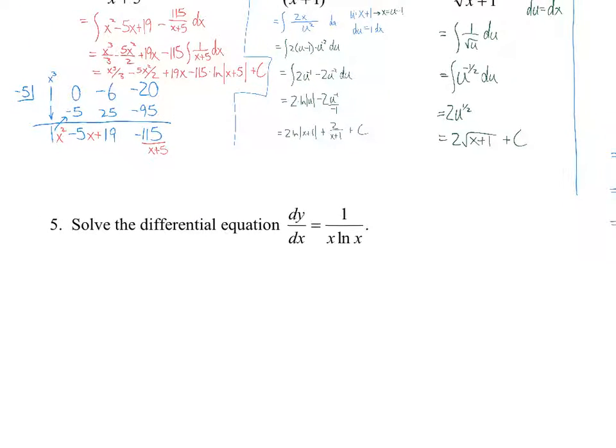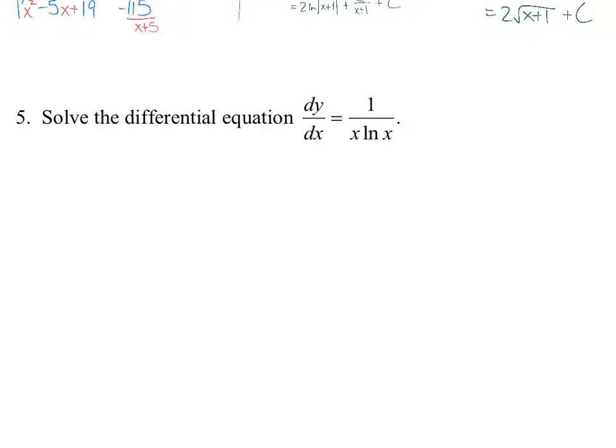Alright, last example here. Solve the differential equation. Okay? Now, I want you to think with me here, okay? I have dy over dx. I am going to integrate both sides, okay? But before I do that, what I'm going to do is multiply both sides by a dx. Okay? So notice I'm going to have dy equal to 1 over x ln of x dx. And now I can take the integral of both sides.